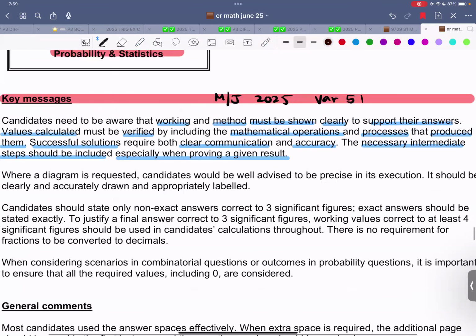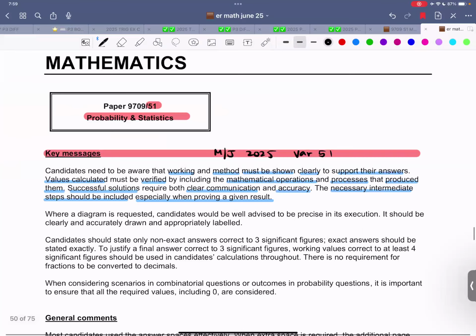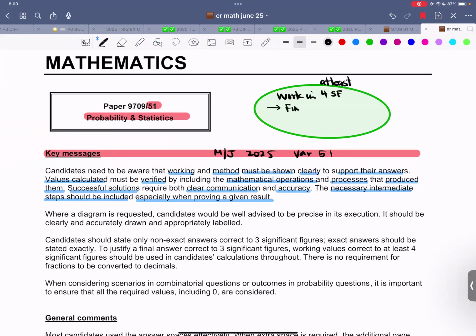Now, as far as accuracy is concerned, there are no angles in S1, so it's only about one level of accuracy. And what is that level of accuracy? Work in 4 significant figures at least, so that the final answer is given correct to 3 significant figures unless otherwise stated.